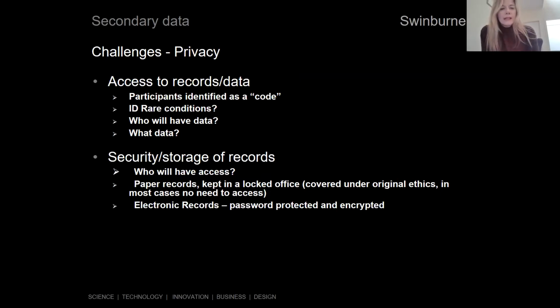As I spoke about who should have the data, at the moment, and it's still the case, only people in my team should have the data. And I will talk to you about what kind of data they get access to in the next slide. We have the same kind of security and storage of records that we would for any of our studies. I think that hasn't really been a factor in the database, and we make sure that everything is password protected and encrypted.